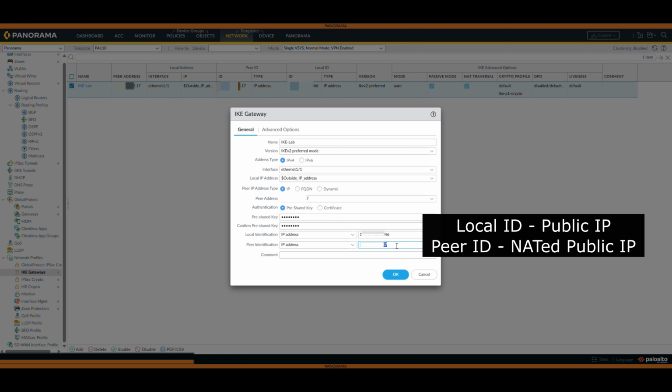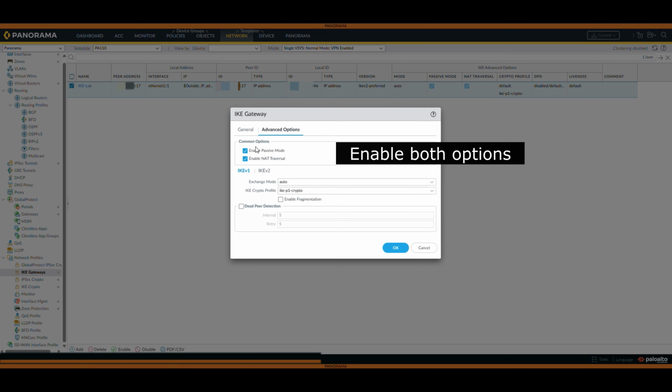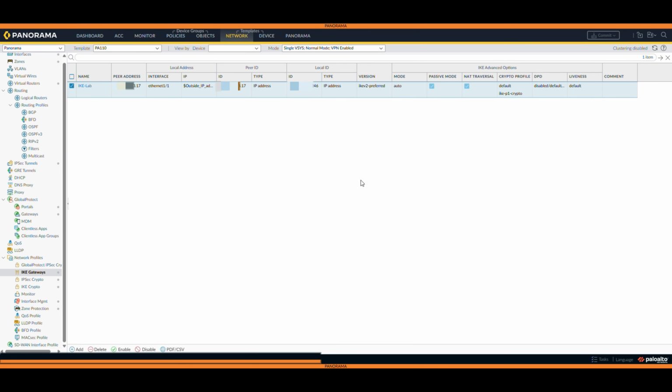So here, on the device that has a public IP address and is accessible from the internet, you should configure the IKE gateway with your local identification address, and with a peer identification address, you should use the public NAT IP address. Also, in advanced options, you should enable both of the common options, enable passive mode and enable NAT traversal. Actually, that is all you need to do to have the IPsec tunnel configured on the two devices. All other settings you can configure as usual when you configure IPsec, and there is no need for any additional configuration.